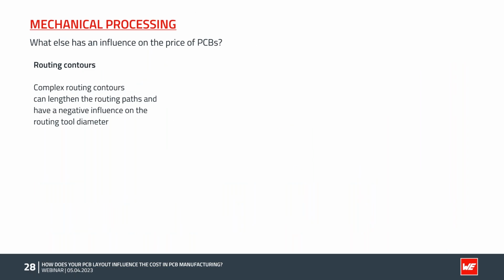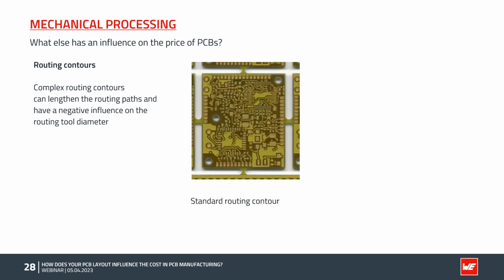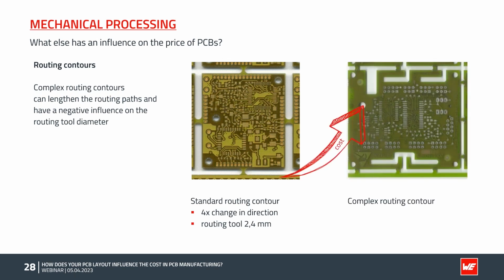We know that it could often happen that complex routing contours are needed for whatever reason, maybe due to your housing or whatever. But just keep in mind, a square rectangular shape is always cheaper than having a lot of complex routing contours. And especially if the distance in between those contours is small, we need to go down with the drill diameter, with the routing diameter. So the cost can get very high compared to a standard rectangular build-up. So just keep that in mind.